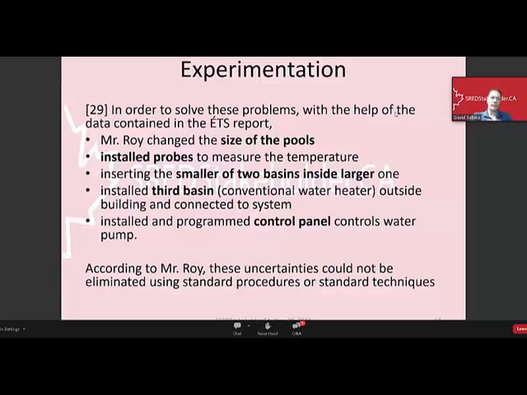Right? And then we're told he installed and programmed the control panels. So again, one of the things I'd say here is usually things like installing probes, programming control panels are not technological uncertainties. The fact that a system didn't have it before, but you want to install the probes, unless there's some specific uncertainty on how to install a probe or how to program a control panel, those tend to be routine engineering issues.